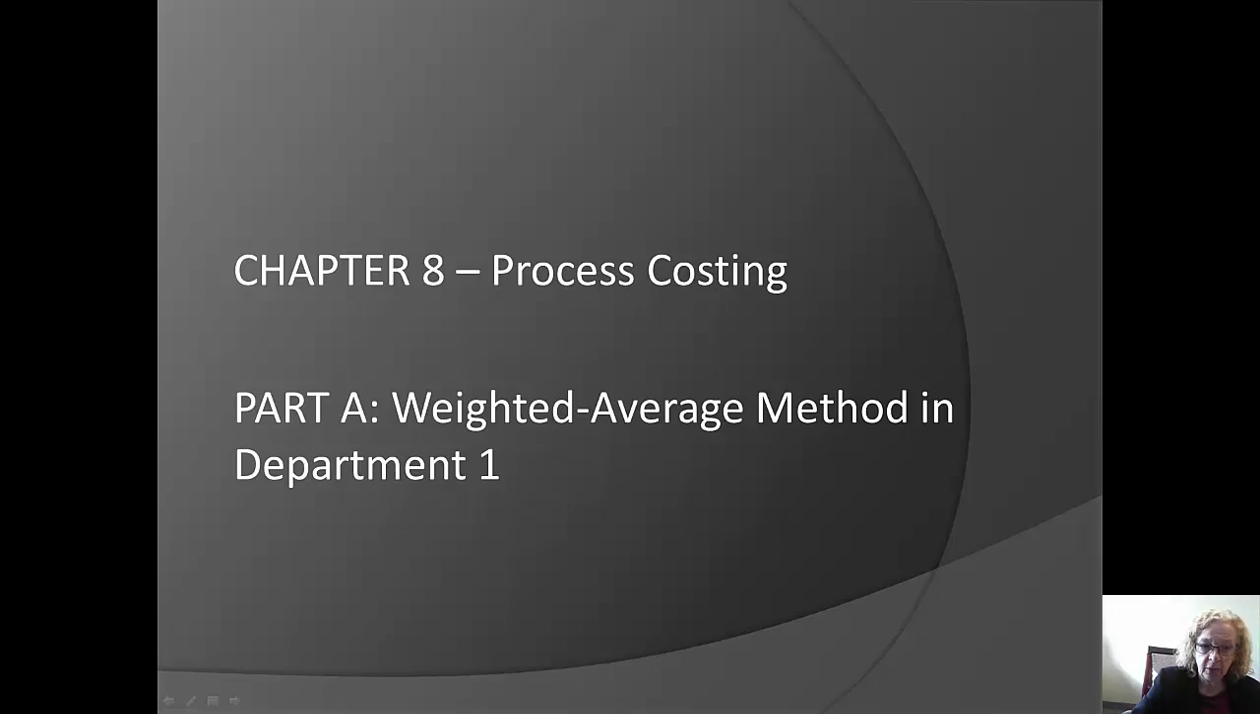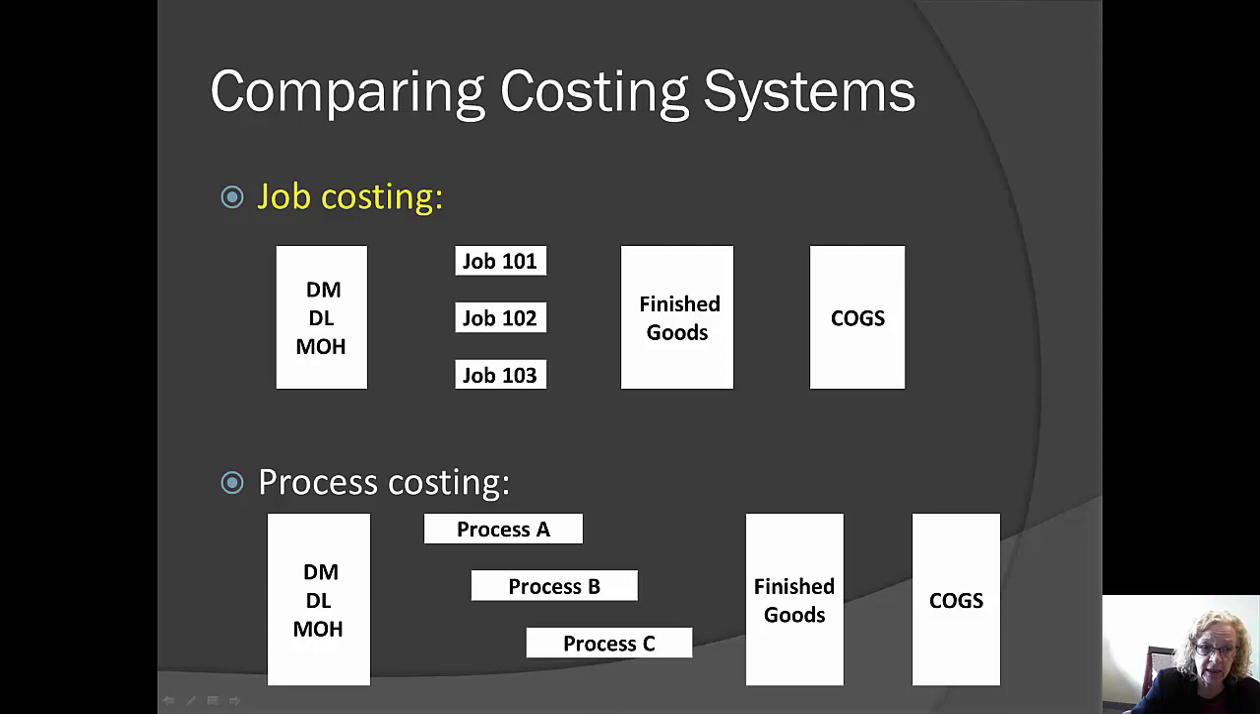In the last chapter, we talked about how costs flow through a job cost system. In this chapter, we will be talking about how costs flow through a process costing system. So it's a good idea to take a look at the differences between those cost flows.